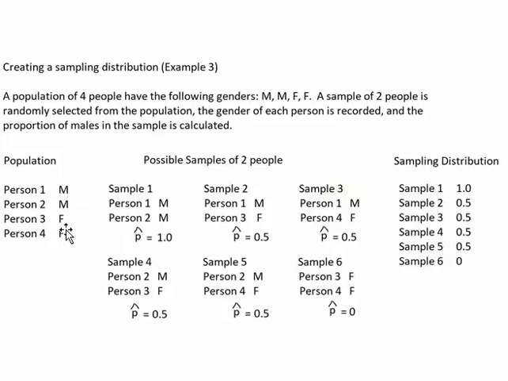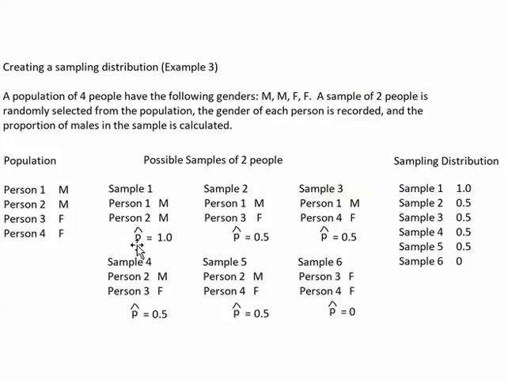We have to sort the population into all possible samples of 2 people, just like before. Next, we need to calculate the proportion or fraction of males in each possible sample. To do that, we just count the number of males in each sample and divide that number by 2. Sample 1 has 2 males. 2 divided by 2 is 1. Sample 2 has 1 male, 1 divided by 2 is 0.5. Sample 6 has 0 males, 0 divided by 2 is 0.